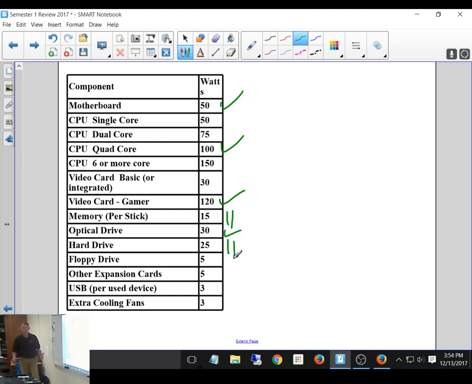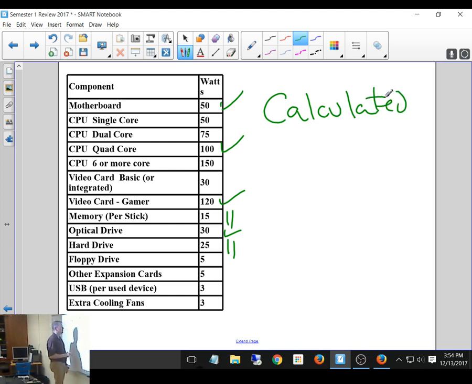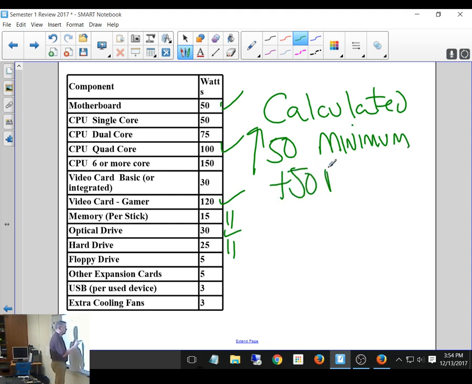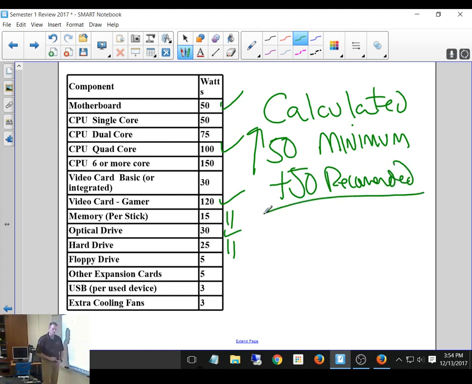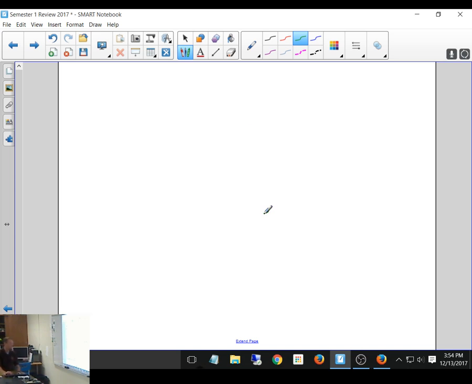And you add all those things together to find your calculated number, and then you round up to the next 50 or the nearest 50 to get what I would call your minimum, and then you would add 50 to get your recommended. And hopefully you guys all remember how to do that. And use the power supply wattage calculator, and you'll be using the simple one during the test to calculate the power for at least one PC as well.